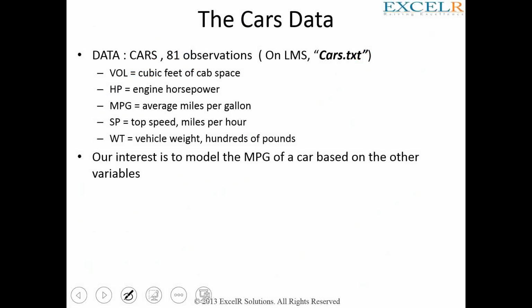Here we have also placed cars.txt. There is a dataset. I'll be sharing everything across if I haven't done so. We want to build a model to predict miles per gallon of a car based on the volume, that is cubic capacity, based on your horsepower, based on your speed, and based on the weight of the vehicle. Right? This is the dataset. Okay, so let me move on.